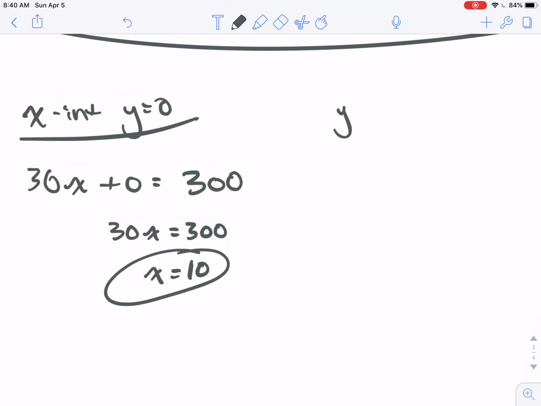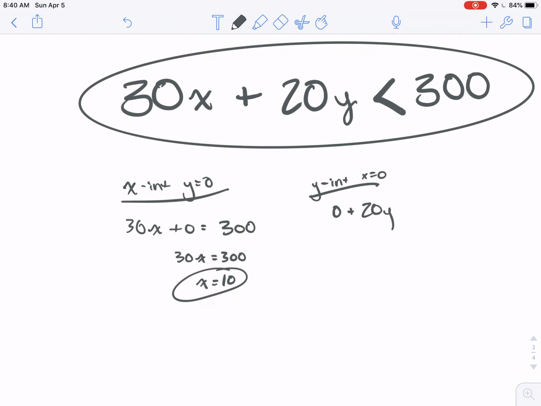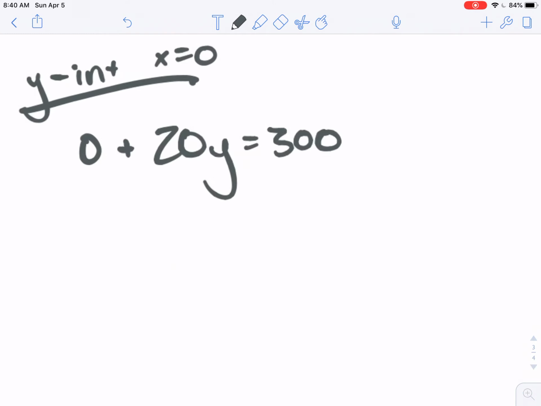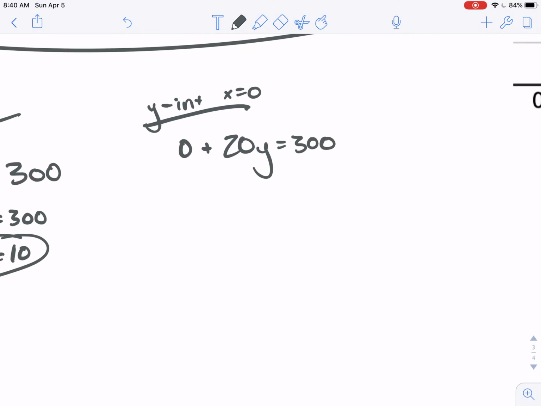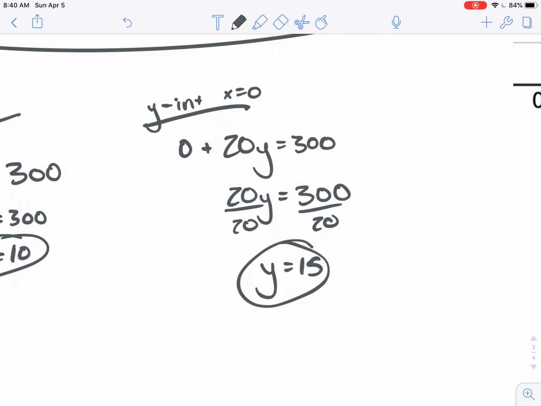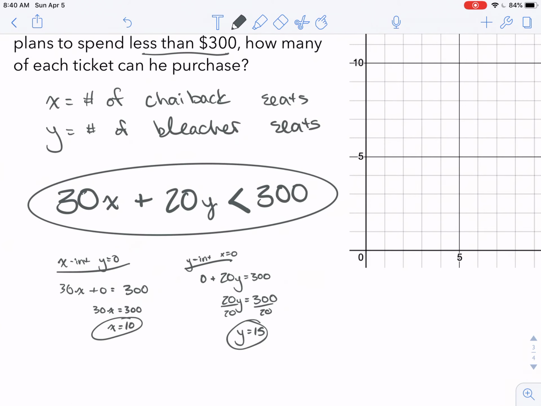To find our y-intercept, we're going to set x equal to 0. So we have 0 plus 20y equals 300. So dividing by 20, because 0 is nothing, y equals 15. So in the context of our problem, this means that Coach Van Dyne can buy up to 10 chair back seats, but not including, up to 10, so 9. And he can buy up to 15 bleacher seats, but not including 15, so 14.